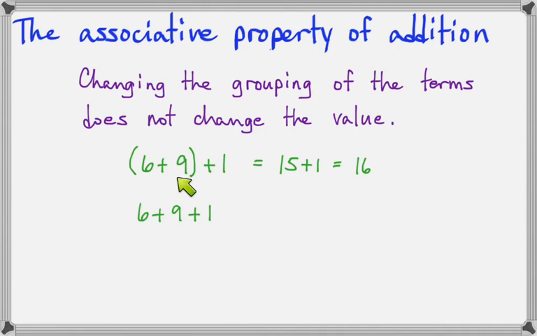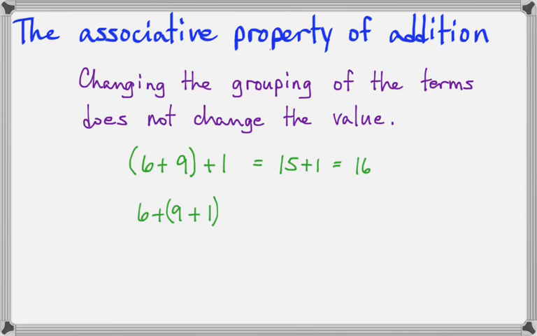So notice we are leaving the terms in the same order. If we change the order, that would be the commutative property. We are leaving the terms in the same order, and we are changing only the grouping. So in the first statement, I have the first two terms grouped together. In this second statement, I have the last two terms grouped together.